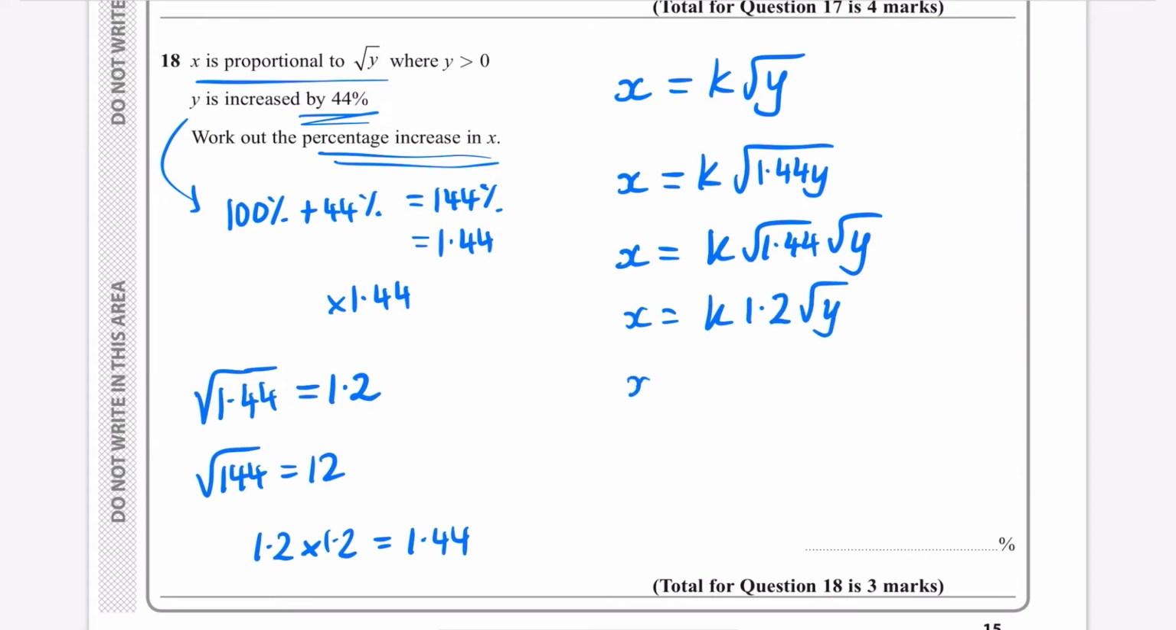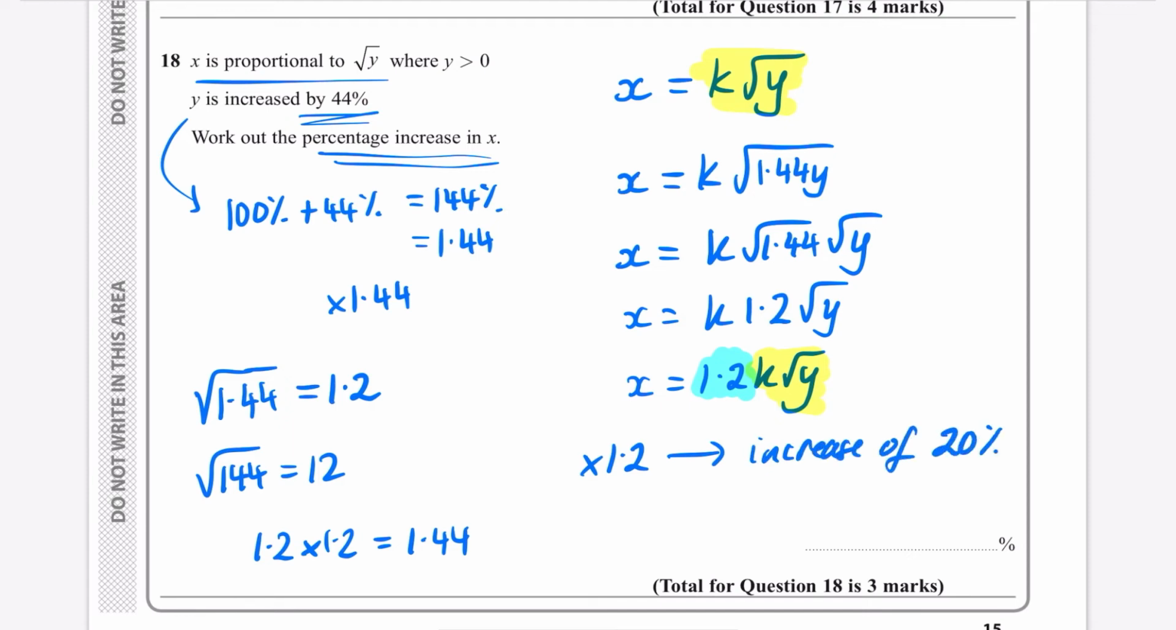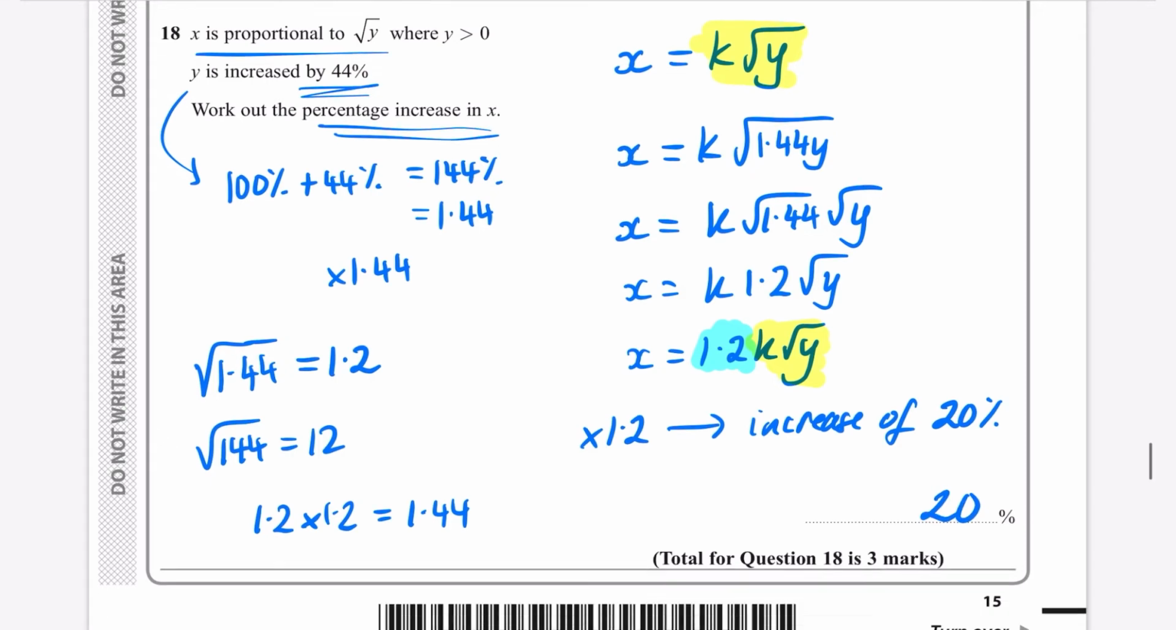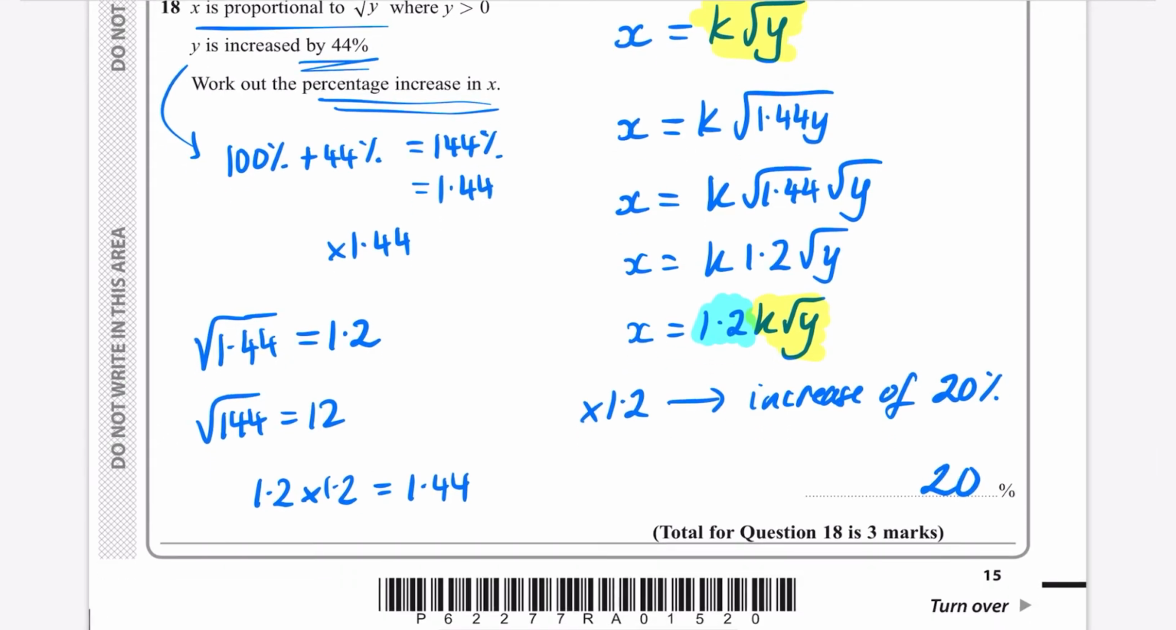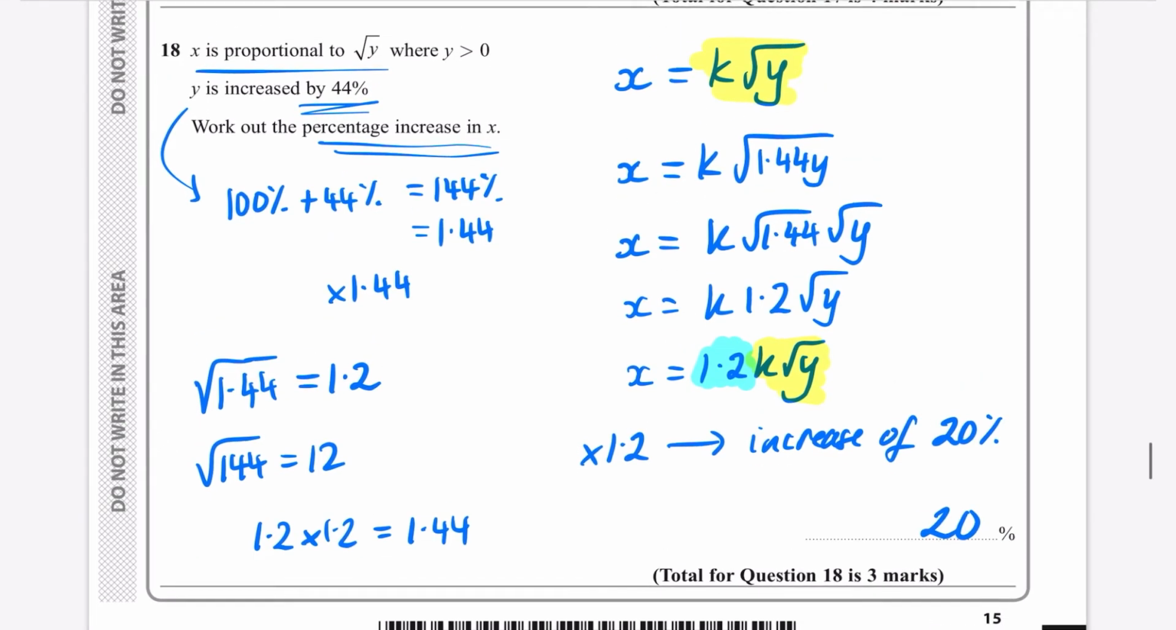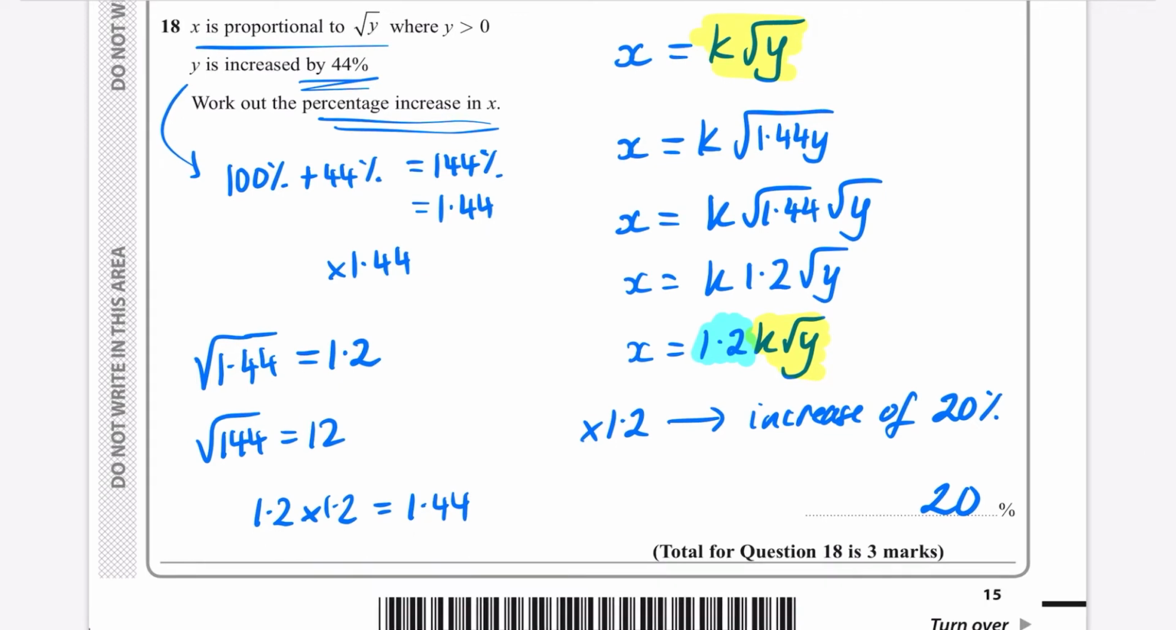Well, let's write that in a slightly different order. Let's put the 1.2 at the beginning, k root y. Well, what's happened to x? X was originally k root y, and now it's been multiplied by 1.2. If you multiply something by 1.2, that is equivalent to an increase of 20%. So the answer to this question is that the percentage increase in x is 20%. I'm just going to pause my recording here and then we'll continue with question 19.